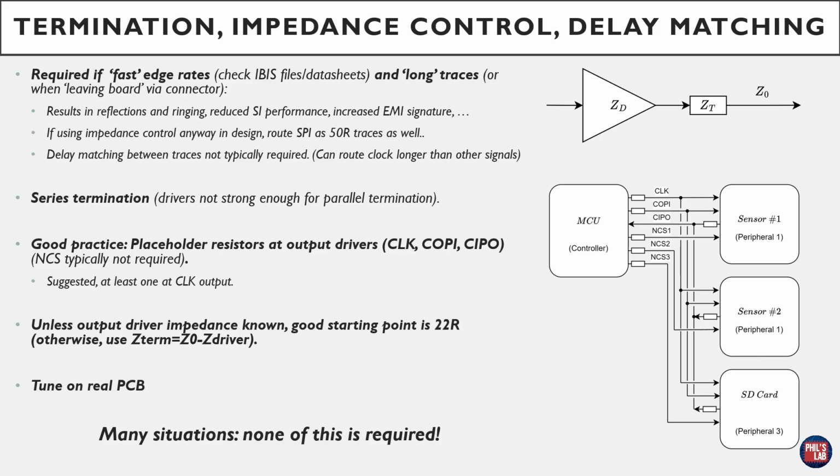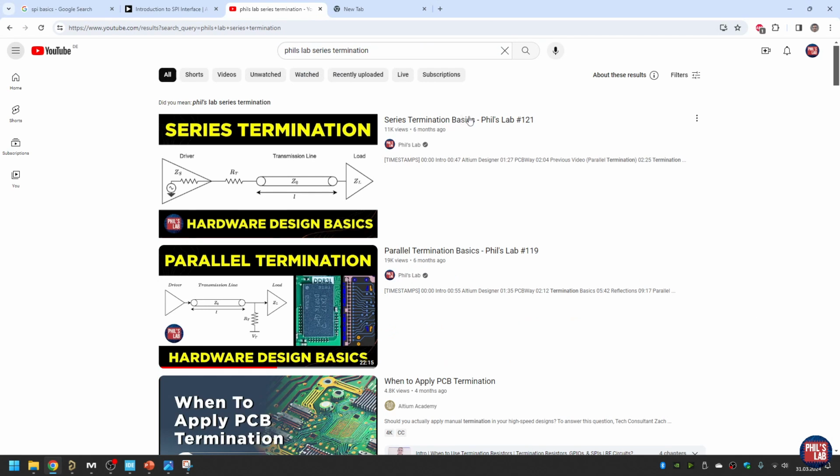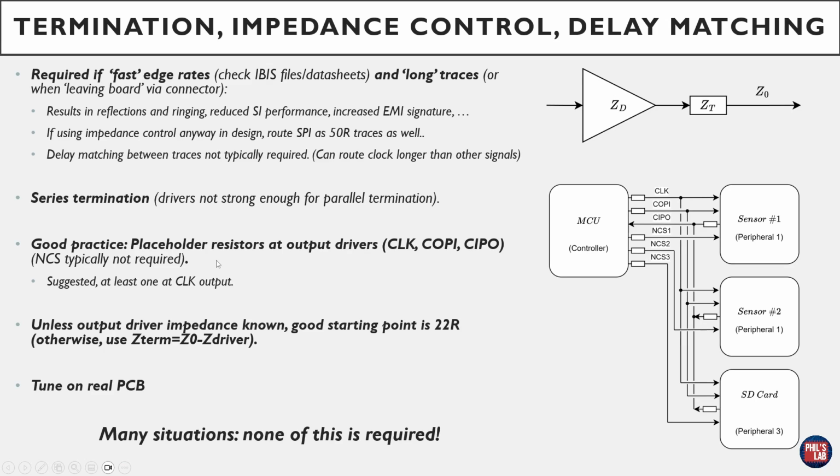Typical SPI drivers simply aren't strong enough for very low value resistors or very low parallel termination, therefore we have series termination. Series termination, for the top right picture, we have an output driver and we want to place a series termination resistor very, very close to the output driver, so very close to the output pin of our SPI line. I do have a video on series and parallel termination basics, so make sure to check those out if you're interested. I typically will add in series termination at least as placeholder values, and this I think is good practice unless the design is very, very small and you're very sure that you don't need it.